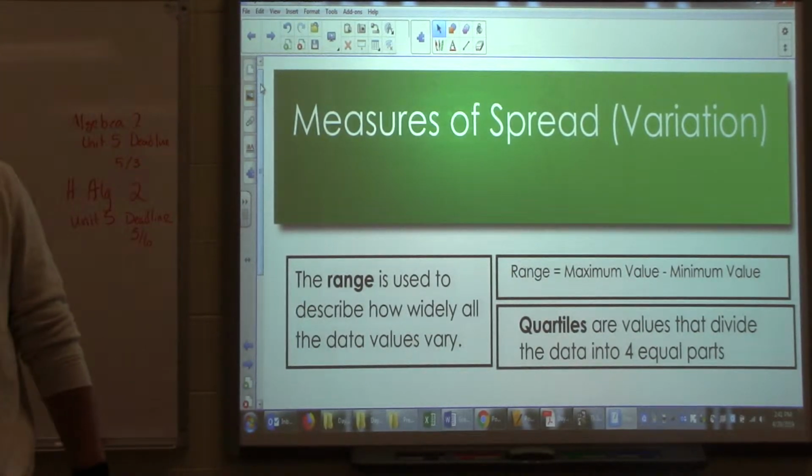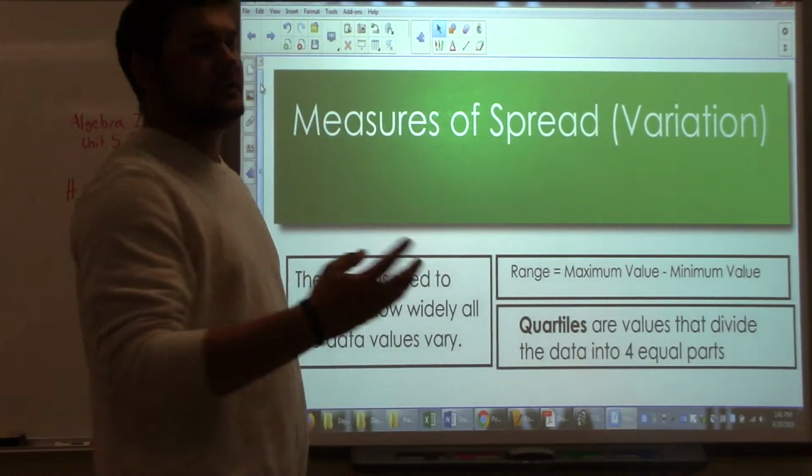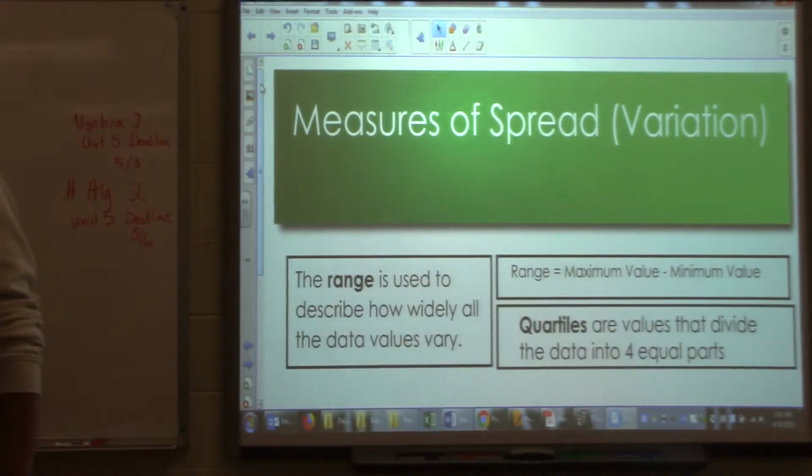Quartiles are values that divide the data into 4 equal parts. Quartiles sound a lot like quarters, right? 4 equal parts. There's 4 quarters in a football game. There's 4 quarters in a dollar. Divides into 4 parts or 4 quartiles.